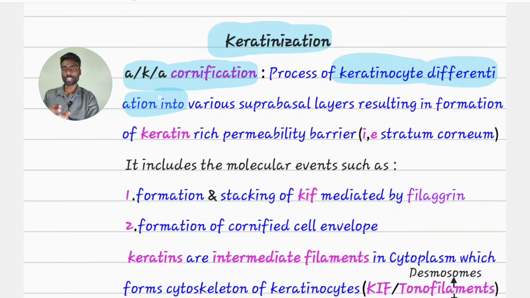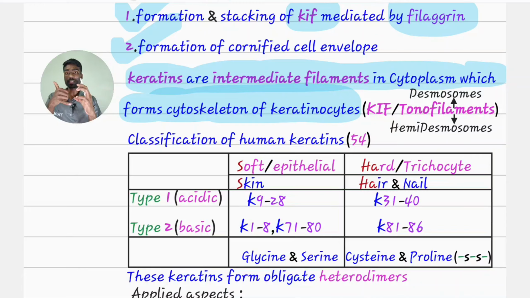What are keratins? Keratins are intermediate filaments in the cytoplasm which form the cytoskeleton of keratinocytes. These keratin intermediate filaments not only form the cytoskeleton of keratinocyte, they also link to desmosomes at one end and dermoepidermal junction, that is hemidesmosomes, at the other end in basal keratinocyte. Here you can see keratin intermediate filaments, also known as tonofilaments, attached to desmosomes and hemidesmosomes.